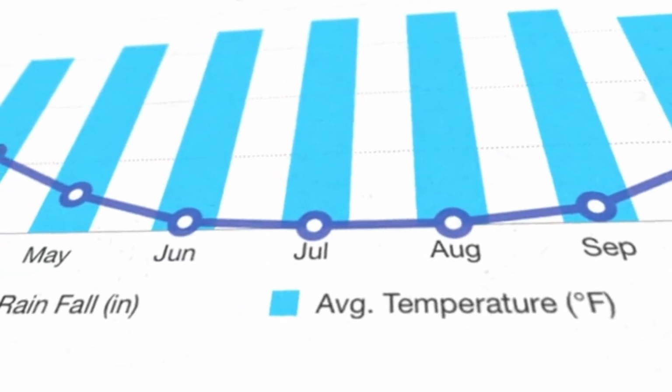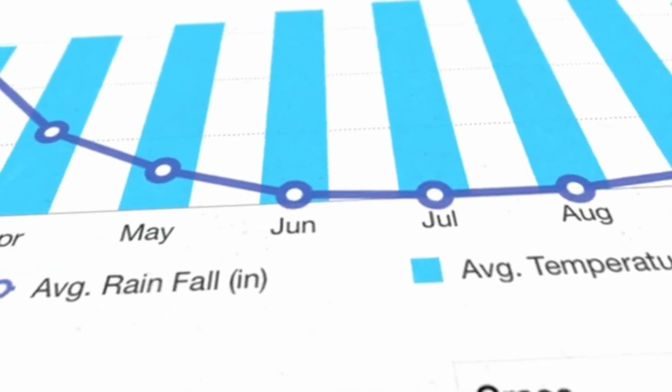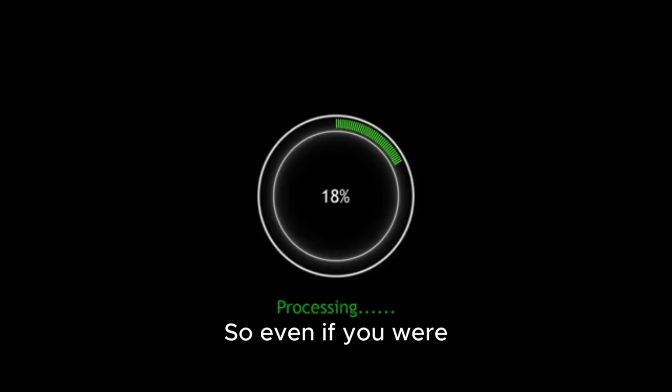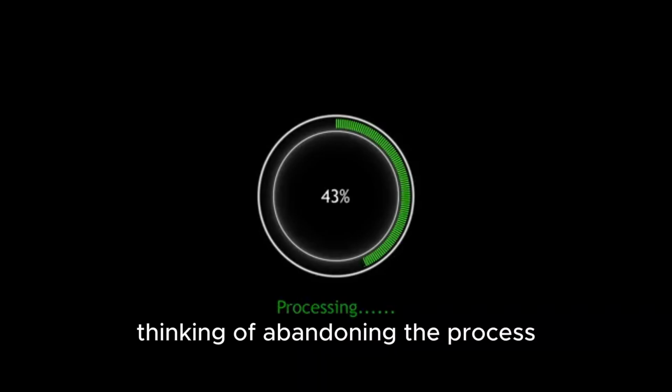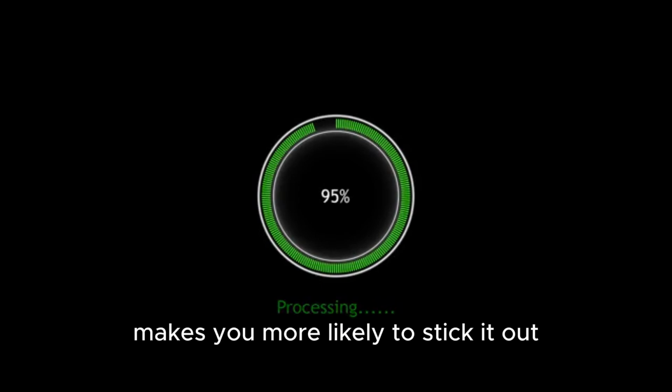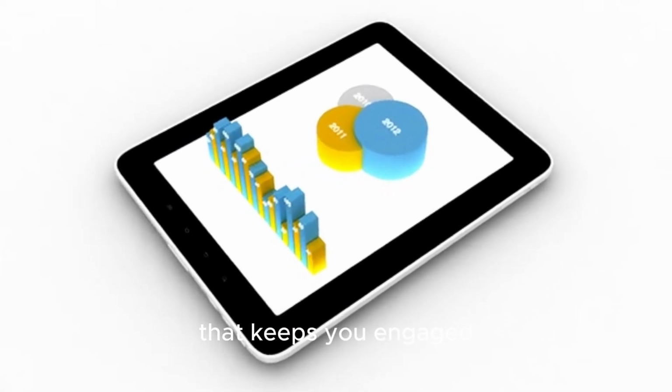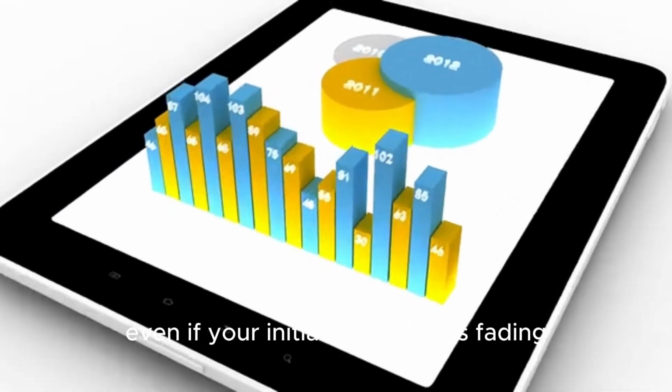Once we see that we've made progress, we feel committed to finishing the task. This is called the goal gradient effect. The closer we get to a goal, the more motivated we become to reach it. So even if you were thinking of abandoning the process, seeing that you're 80% complete makes you more likely to stick it out. It's a visual motivator that keeps you engaged, even if your initial interest was fading.